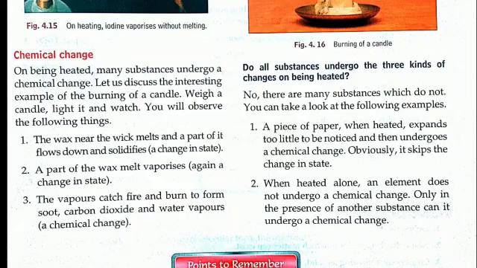Next, when we heat some substance or element, it does not undergo a chemical change. Only in the presence of another element or substance can it undergo a chemical change. So these three kinds of changes that happen on heating are not common for all substances. From this, it's clear that all substances do not undergo the three kinds of change on being heated.